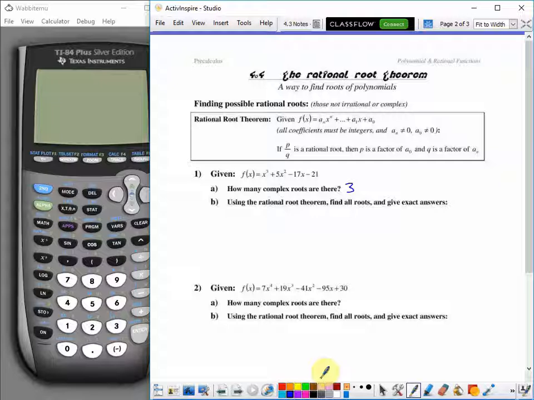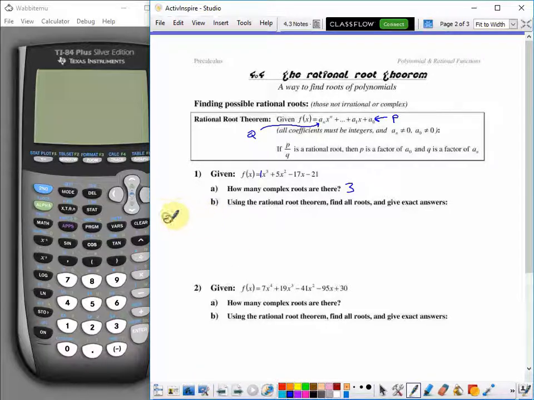Okay, so here's how we begin to find these roots. We're going to find all the p's over q's. And what does that even mean? The p's are all of the factors of that constant term. Q's are all the factors of the leading coefficient. So here the leading coefficient is 1.